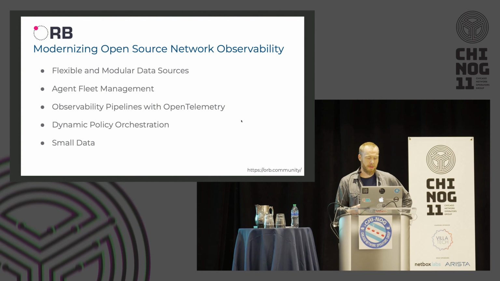And very recently, we've gone all in on OpenTelemetry, which is the way that we build our data pipelines. I'll talk about that a bit. If you're interested to peep at that, it's at opentelemetry.io. And a very important point, too, for us is dynamic policy orchestration. So we try to avoid static configurations in Orb. We have a system for being able to reconfigure this fleet of agents in real time.